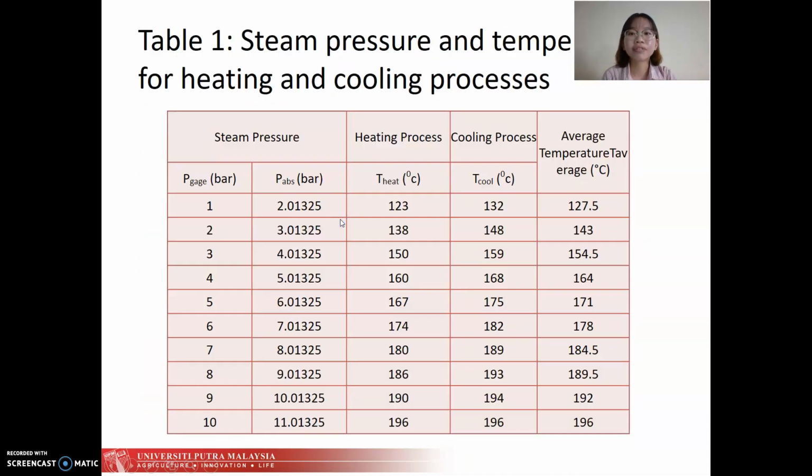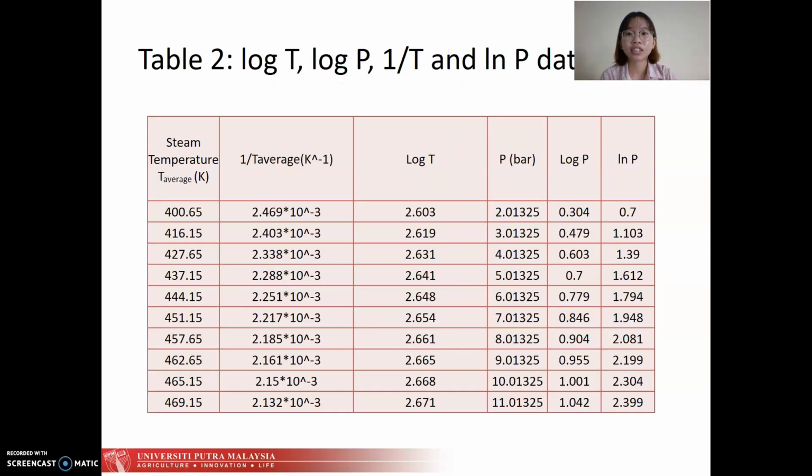For the table, first we have the steam pressure and temperature for the heating and cooling process. It's all the data that we collected using the Marcet boiler. Then we have the table where we log the temperature and pressure, and also 1 over T of the temperature and ln pressure data.